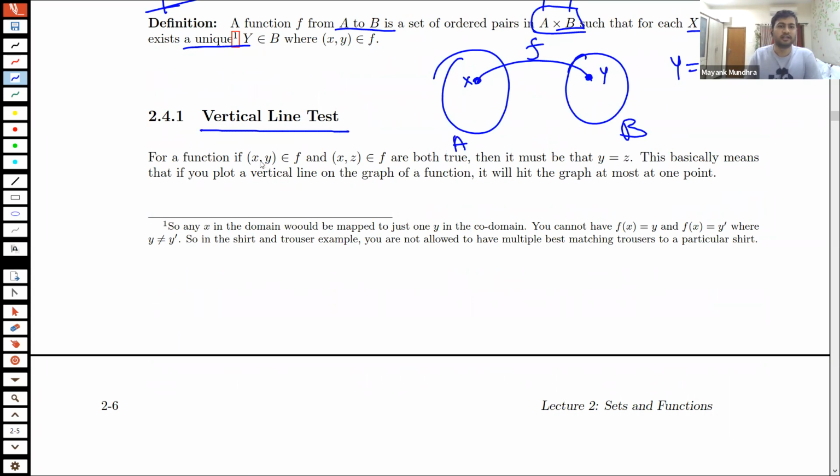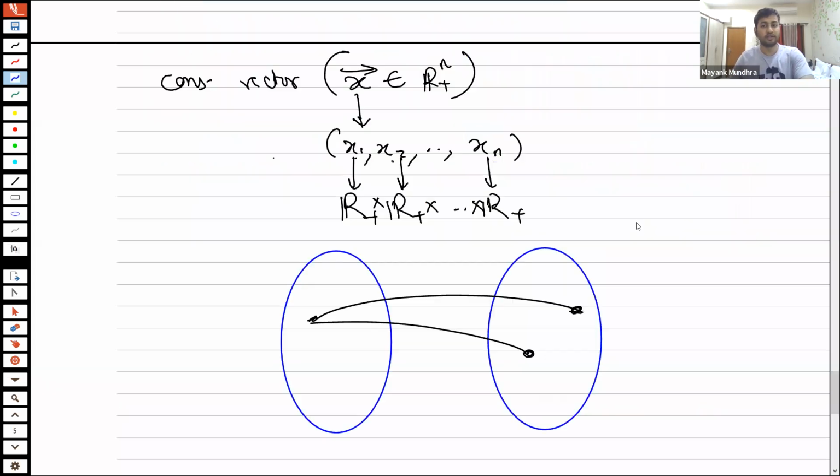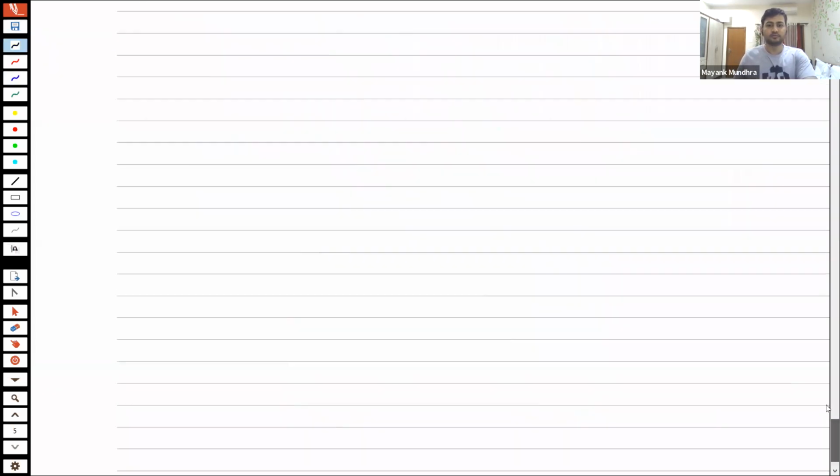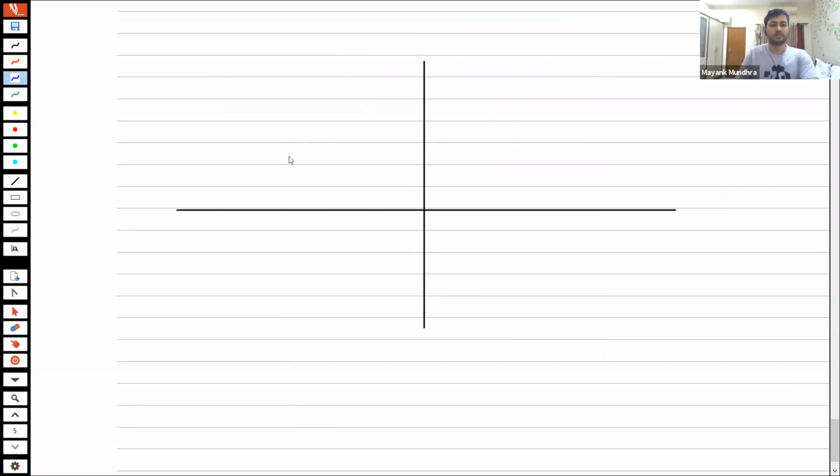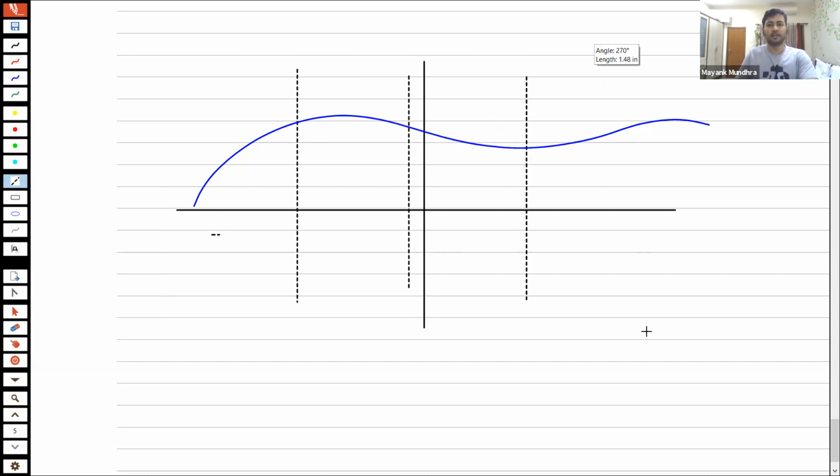Now, what is a vertical line test? A vertical line test for a function is that basically, if you draw a vertical line on the graph of a function, it will hit the graph at most at one point. Okay, so this blue thing, it's a function, right? So if you draw any vertical line like this, it will always hit the graph at most once.